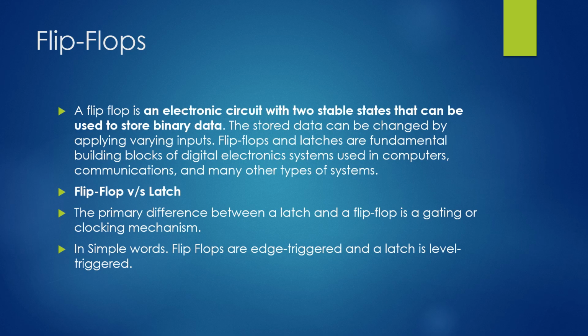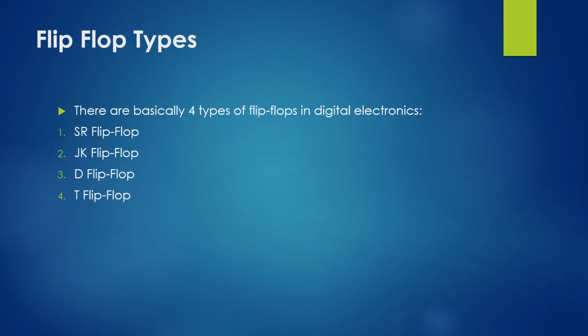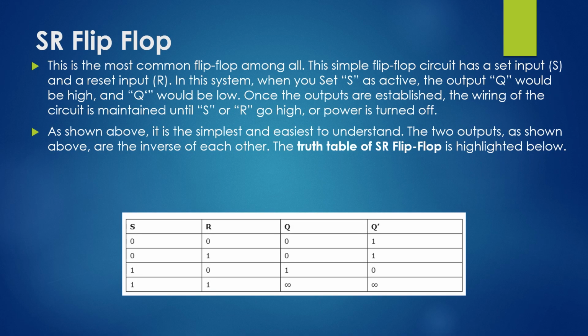Flip-flop versus latch. The primary difference between a latch and a flip-flop is the gating or clocking mechanism. In simple words, flip-flops are edge triggered and a latch is level triggered. And the types of flip-flop: SR flip-flop, JK flip-flop, D flip-flop, and T flip-flop. These are the four main types of flip-flop in digital electronics.